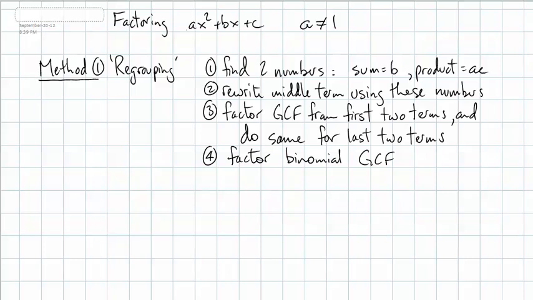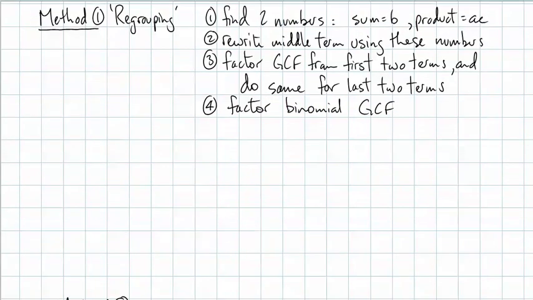Method 1, I call it regrouping. It's 4 steps. We find 2 numbers whose sum is b, whose product is ac. That's a little different than before, ac now. What we do with it is also different. We rewrite the middle term, the bx term, using these numbers. Third, we'll factor a GCF from the first 2 terms, and we'll factor a GCF from the last 2 terms. Finally, what will remain is a binomial factor GCF. I'll show you an example of this.